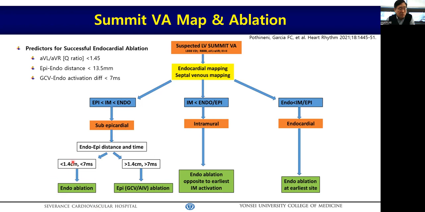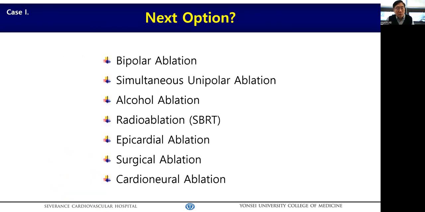So in this patient, the activation difference between endo and epi was less than 7 milliseconds, but probably the separation was longer than 14 millimeters. I will show it later. So what is the next option? There are so many options: bipolar, simultaneous unipolar ablation, alcohol ablation, radiofrequency epicardial ablation, surgical, and cardioneural ablation. In other words, there is no proven best option.